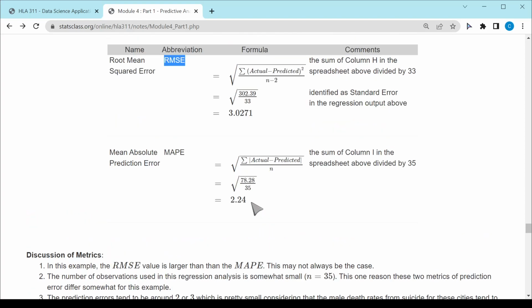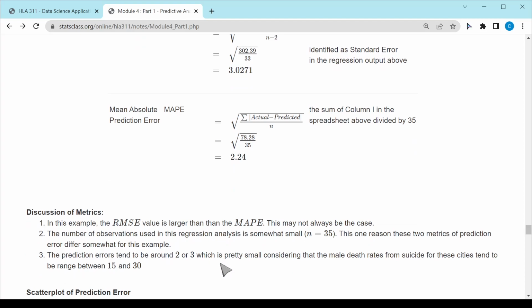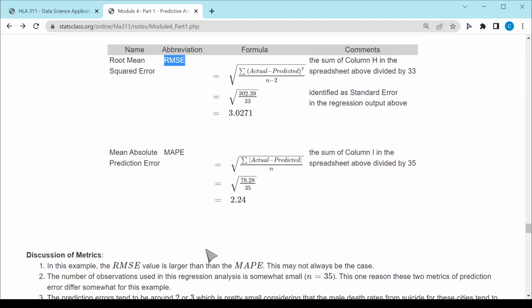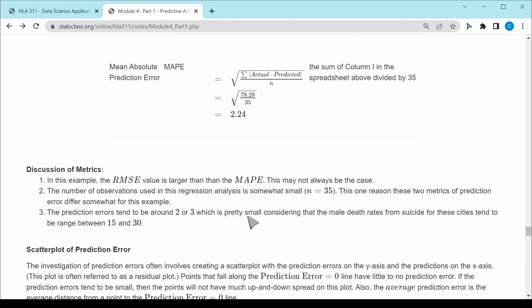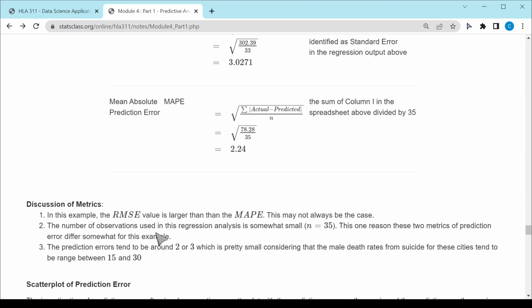One of the reasons that these differ by a little bit is because I only have 35 observations. If I had many more observations, then these two measures would tend to agree with each other a little bit more closely. Now the prediction errors tend to be around 2 or 2.25, or if you were to use root mean square, around 3. But those prediction errors are pretty small considering that the male death rates from suicide tend to be between 15 and 30.